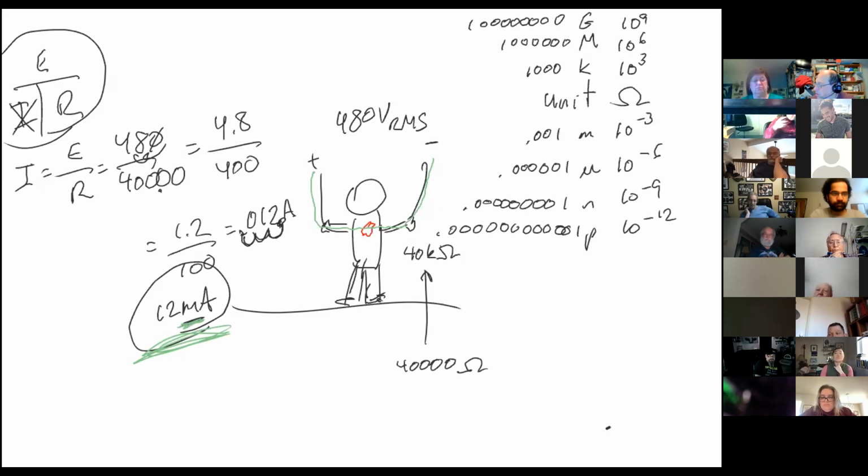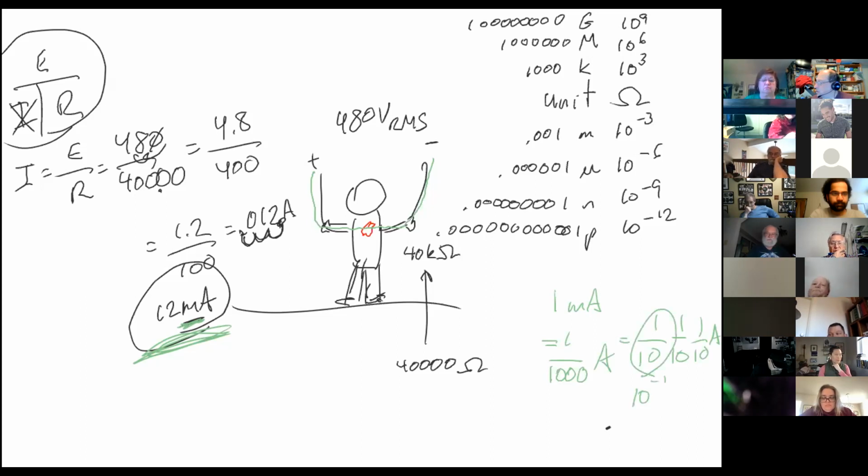1,000. 1/1000th. So 1 milliamp is equal to 1/1000th of an amp, which is 1/10 times 1/10 times 1/10 of an amp. Each of these is 10 to the -1 power. Does everybody know their exponents? By definition, 1/10 is 10 to the minus 1 power, and you can add these together. So it's 10 to the minus 1 times 10 to the minus 1 times 10 to the minus 1, which is 10 to the minus 3 amps, which is also known as a milliamp.